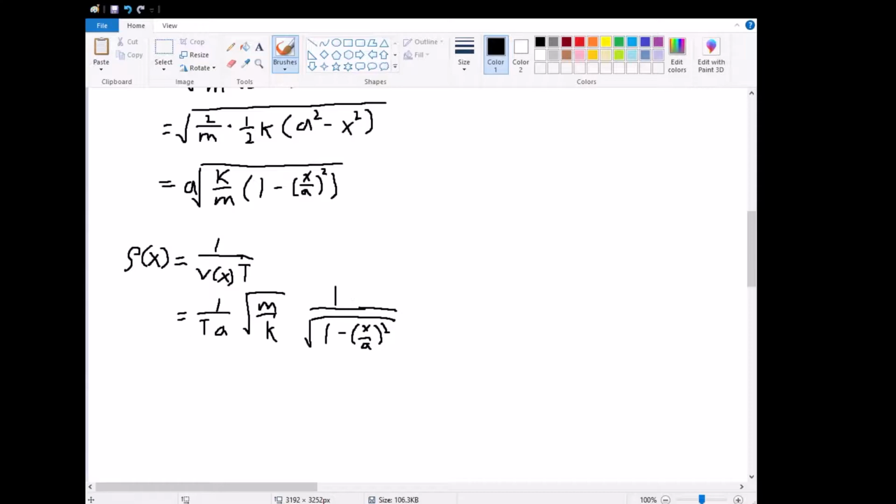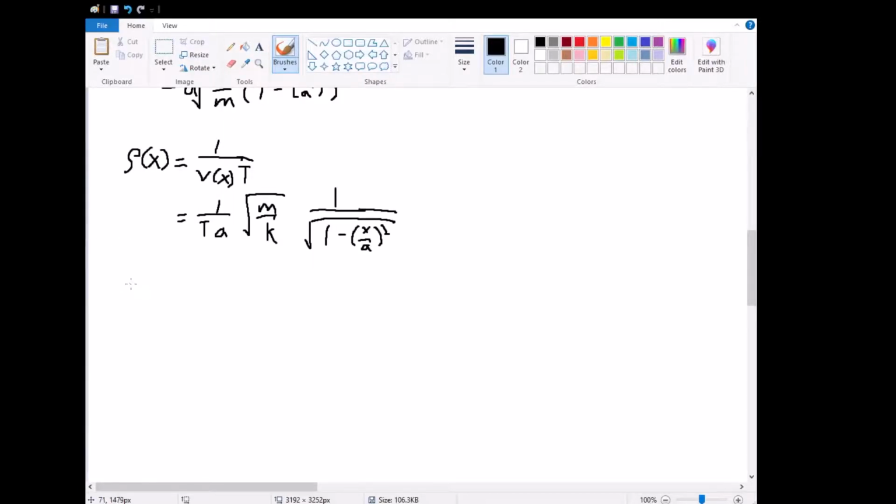And now we have to verify that this is in fact normalized. So what does that mean? Well, if we integrate rho of x dx from negative a to a, we require this to equal 1, because rho of x defines our total probability, and x is bounded from negative a to a because those are our turning points.